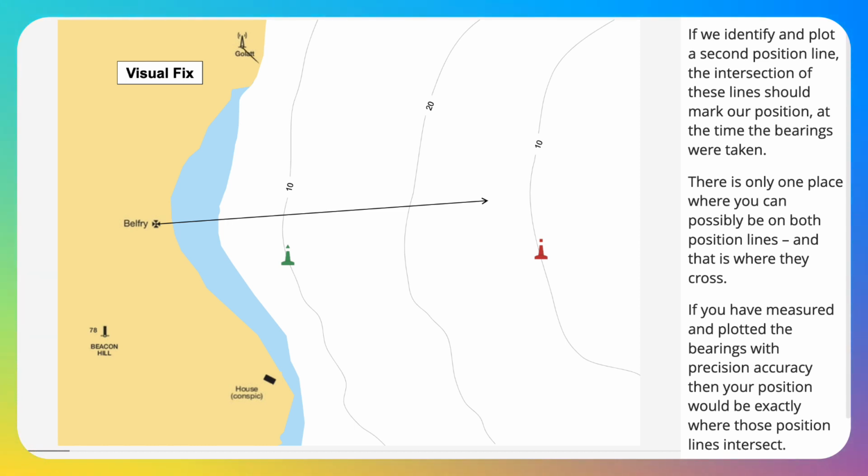If we identify and plot a second position line, the intersection of these lines should mark our position at the time the bearings were taken. There's only one place where you can possibly be on both position lines, and that is where they cross. If you have measured and plotted the bearings with precision accuracy, then your position would be exactly where those position lines intersect. However, in the real world, on a moving boat, we are rarely able to achieve such precise results.